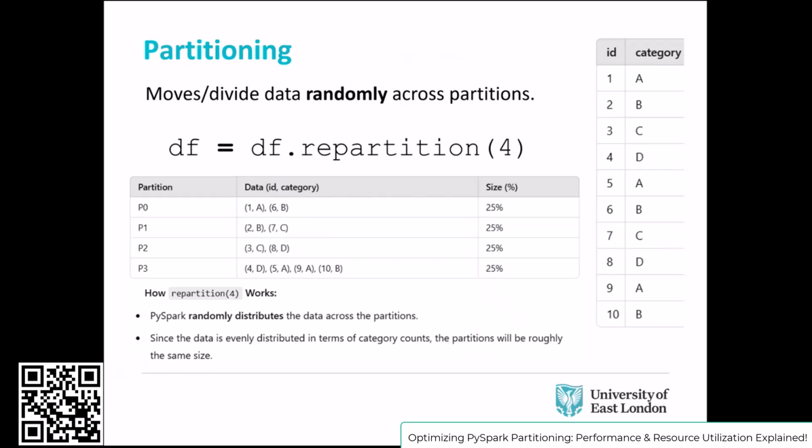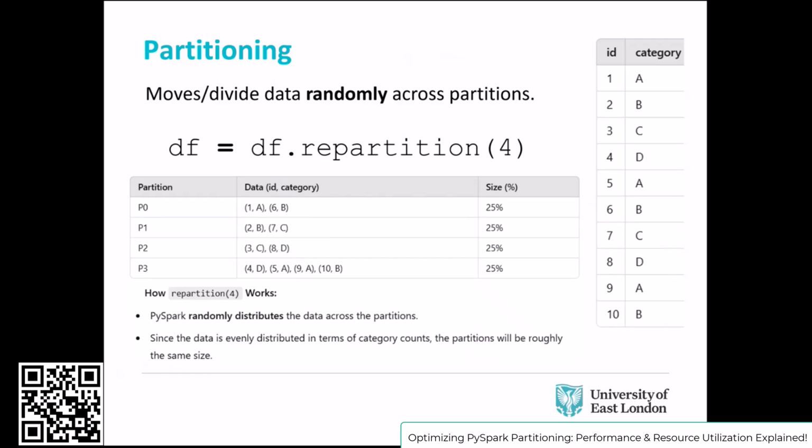So start reading your data. 1A is going to partition 0. 2B goes to partition 1. See, right? This is a fair distribution. 3C goes to partition 2. 4D goes to partition 3. 5A stays in partition 3. 6B, again, starts from P0.